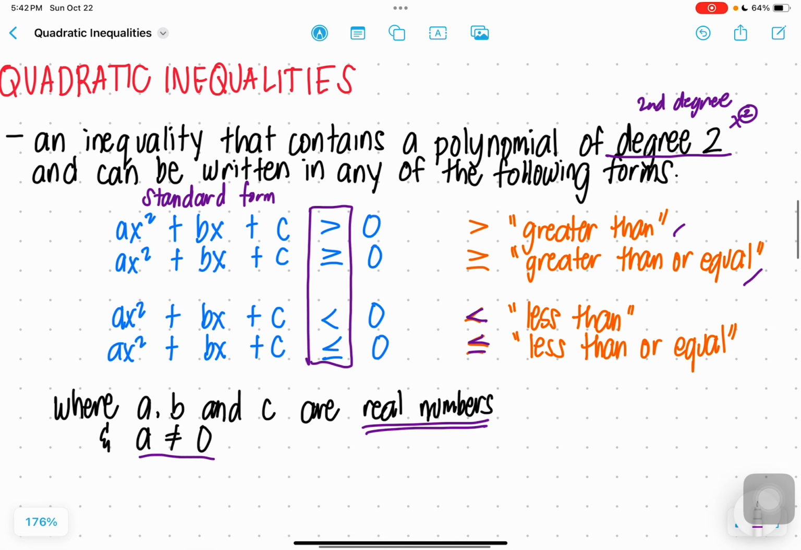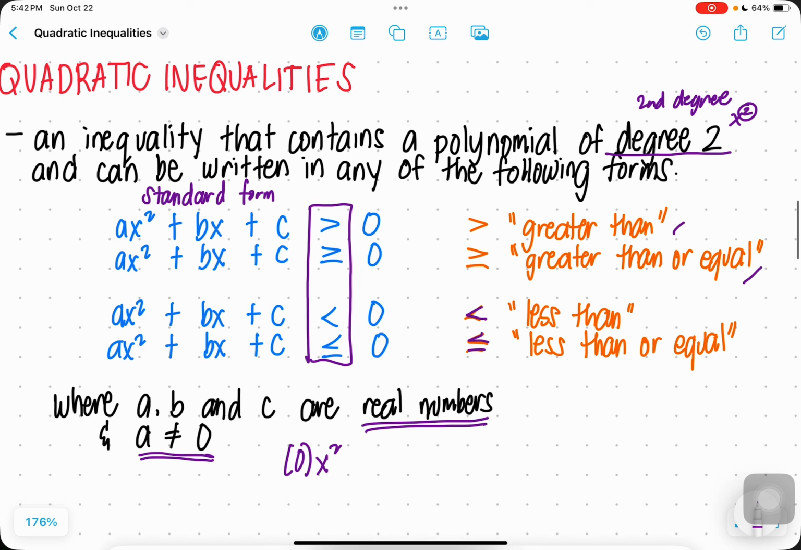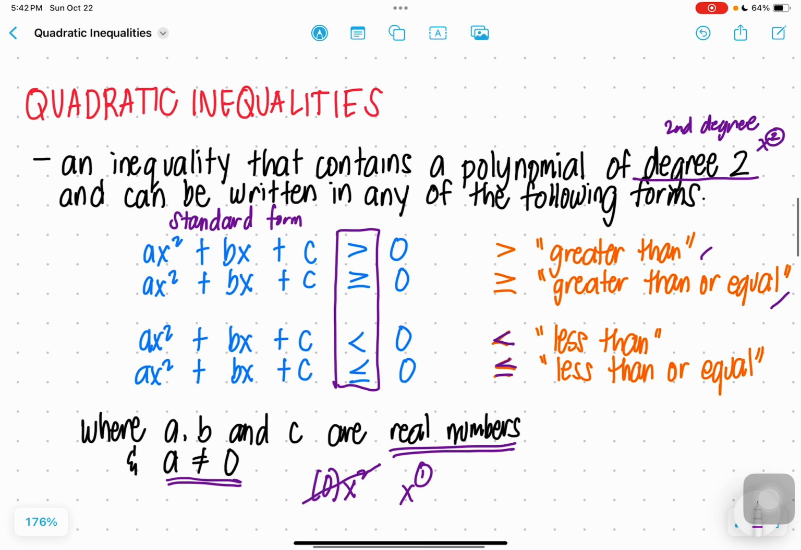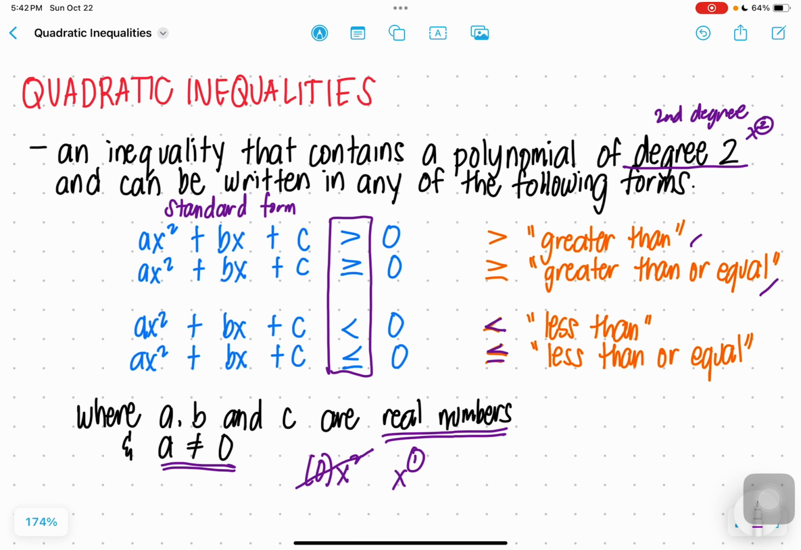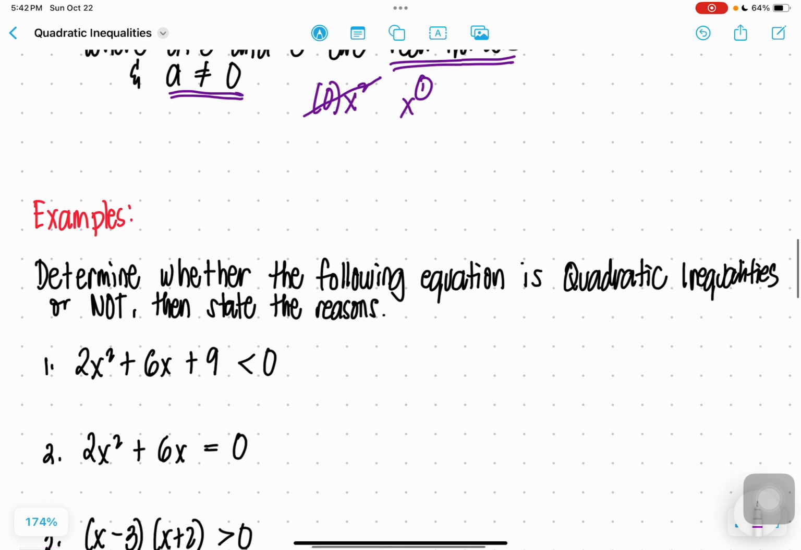Bakit ulit na hindi kailangan maging equal sa 0 ang A? Once na naging 0 po kasi si A, ano mangyayari? Mawawala po si x squared. Ang mangyayari, x na lang po yung magiging equation niya. Okay? So, in our discussion today, we will identify the following equations if they are quadratic inequalities or not.